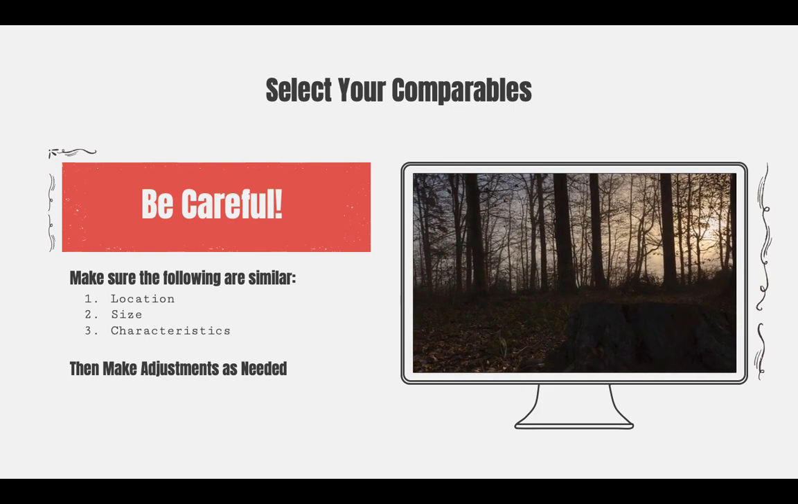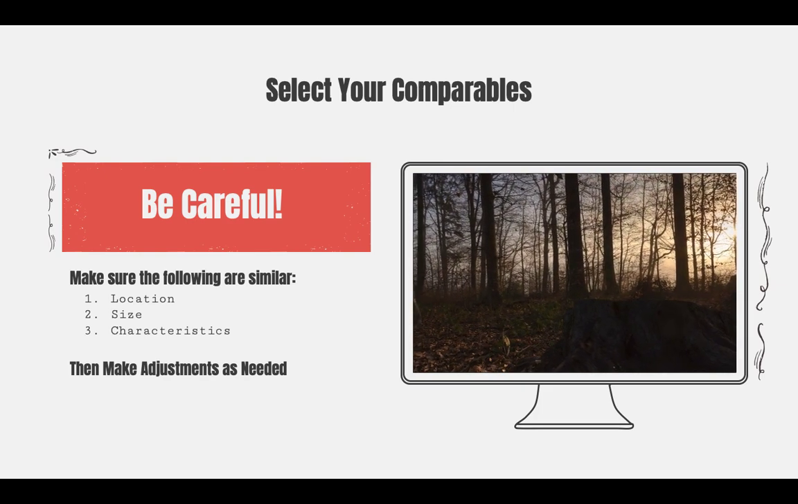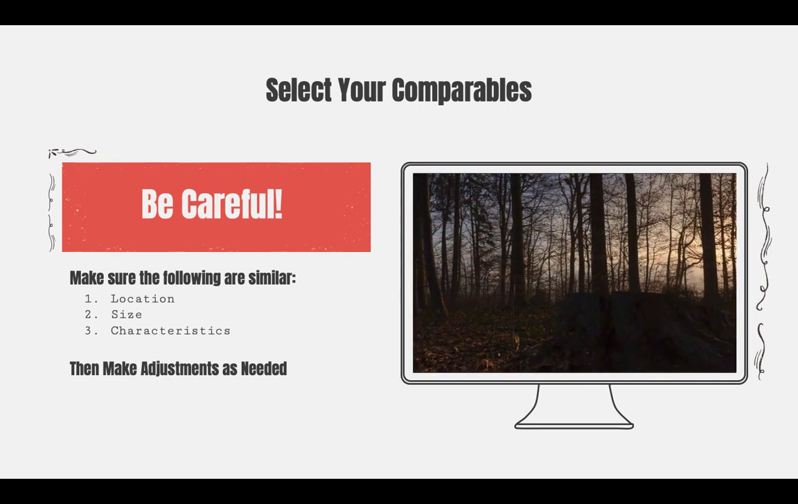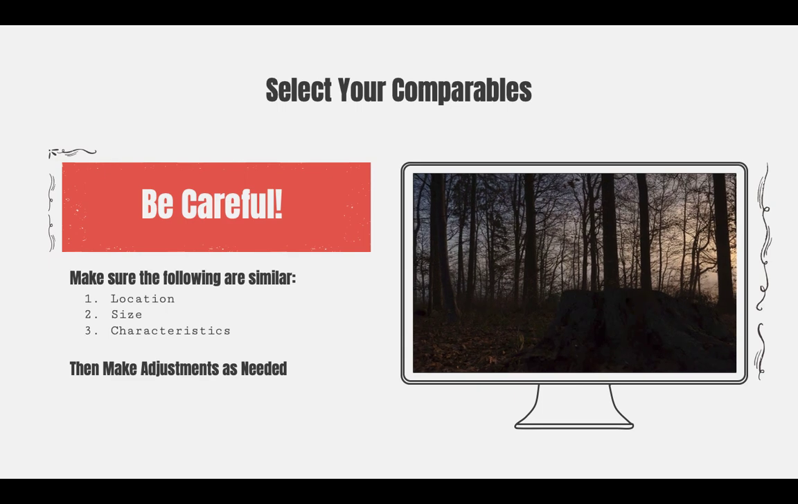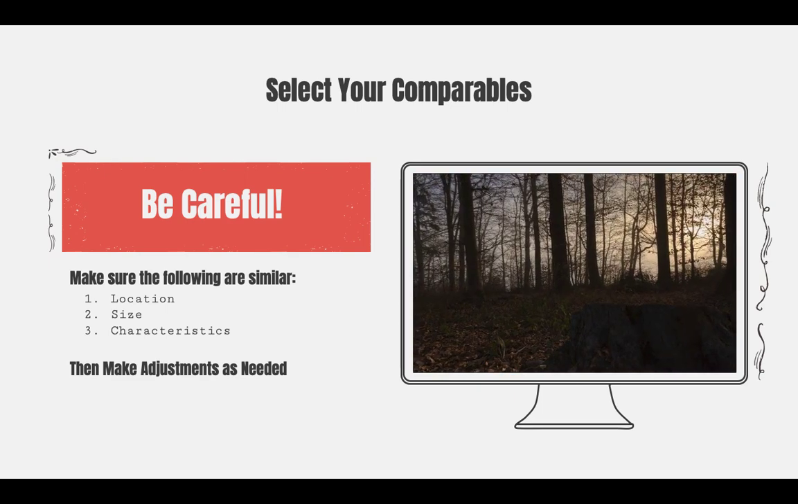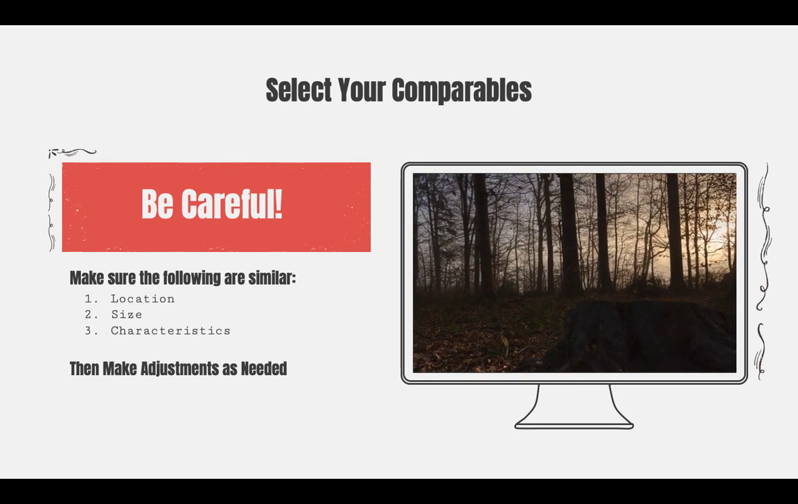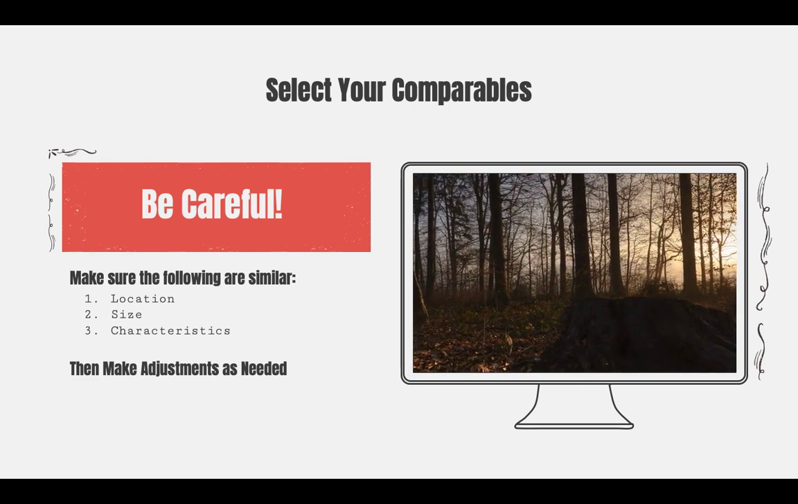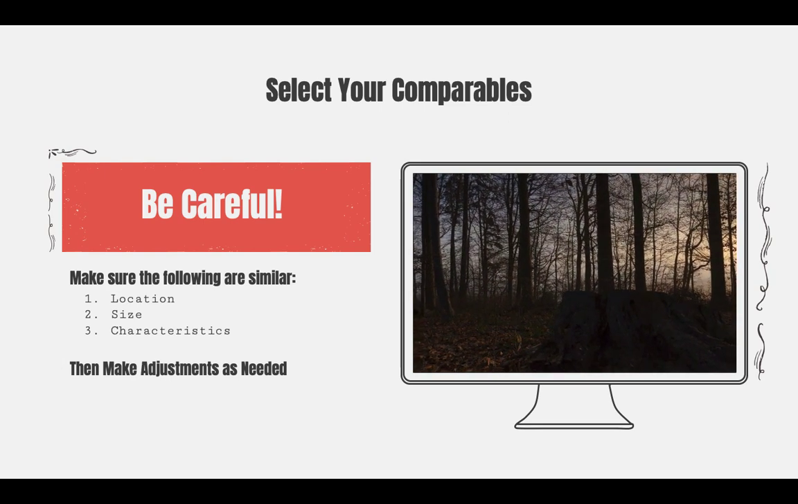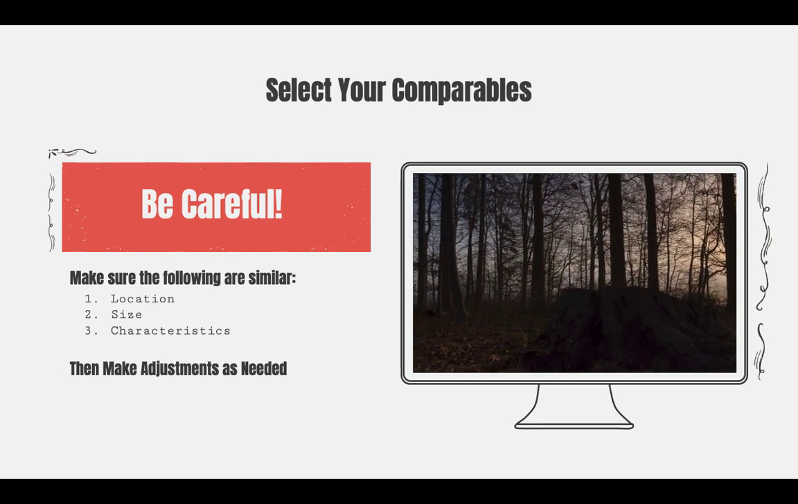Now, again, with vacant land, it can be very hard to find good comparables. So you take what you can get and just try to make sure they are as similar as possible. And to the greatest extent possible, you also want to rely only on sold data. Then you're going to make adjustments as needed to try and value the property you're looking at.